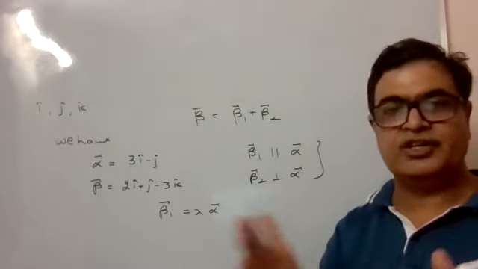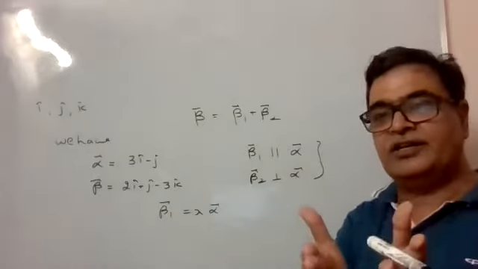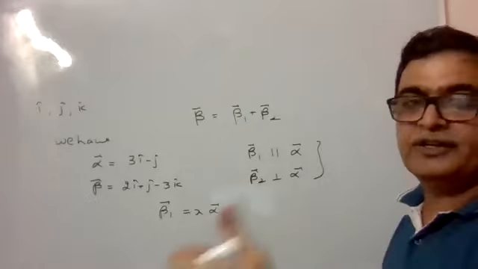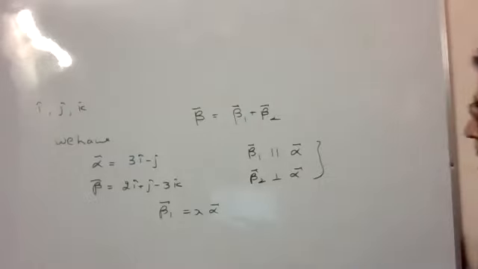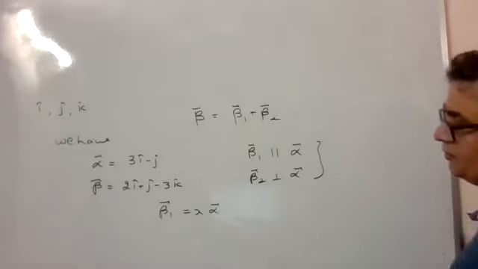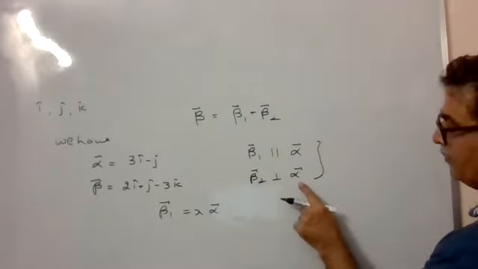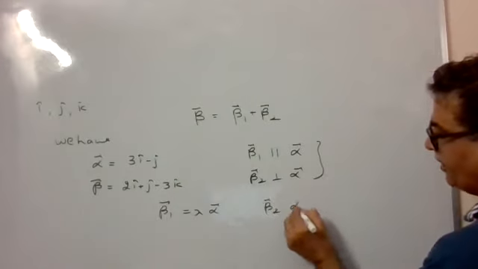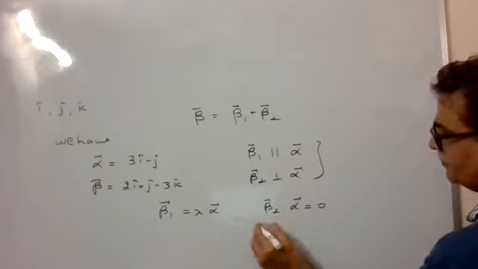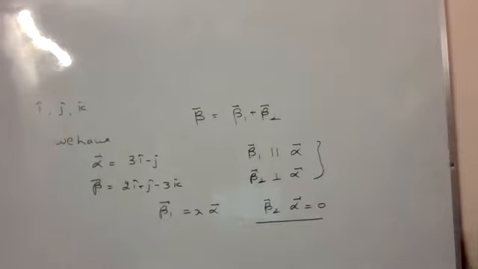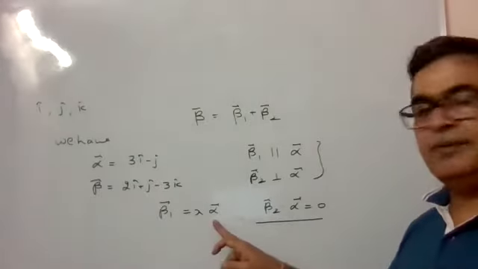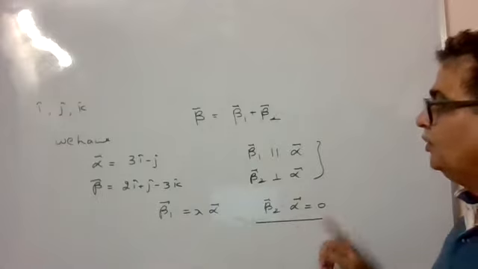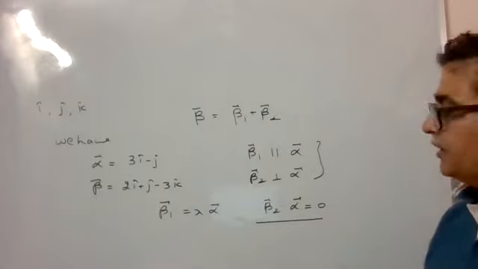So parallel vector की कंडीशन क्या बताई थी? Beta 1 is lambda times of alpha. One vector is lambda times of other. ये आपके पास पहली कंडीशन रहेगी. Beta 2 and alpha are perpendicular, so the second condition says beta 2 dot alpha is 0. ये दो कंडीशन मेरे पास है. Beta 1 is lambda times of alpha and beta 2 dot alpha is 0, and now I should find out what the two vectors are.